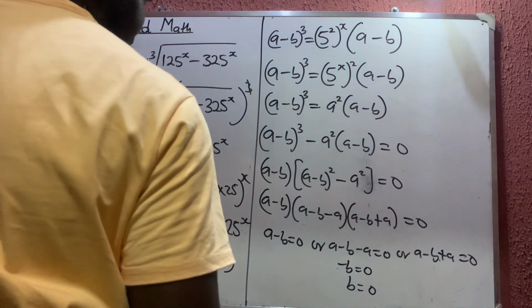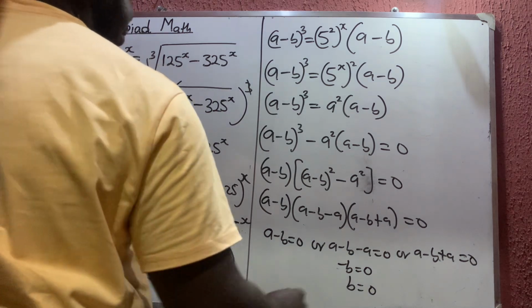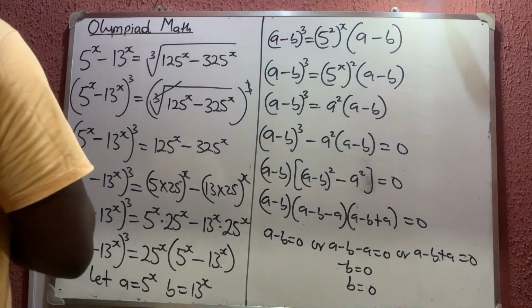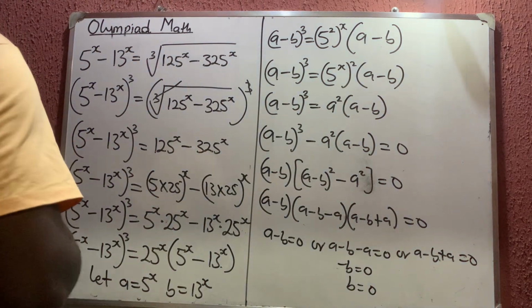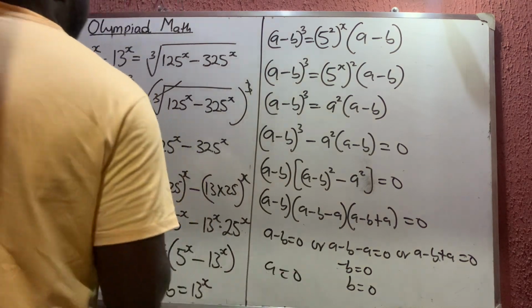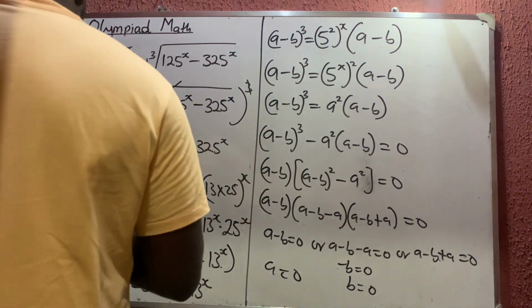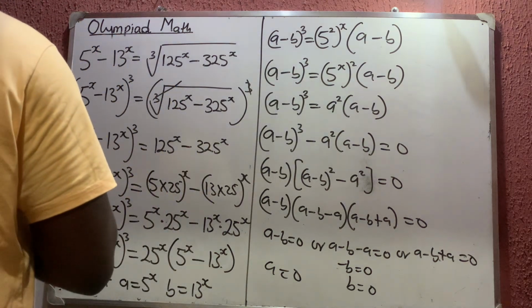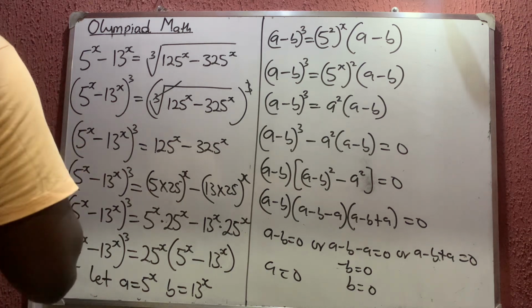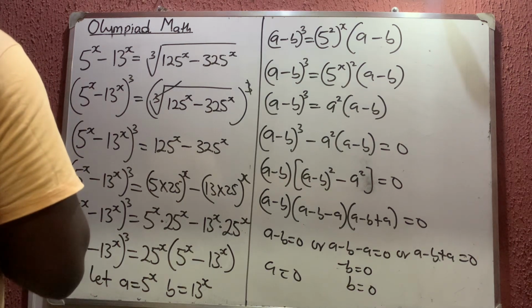Then if b is equal to 0, if I put 0 here, we're having that a and b is 0, because if you put it here, you are getting that a is equal to 0 as well. So if a and b is equal to 0, so what do we do next?